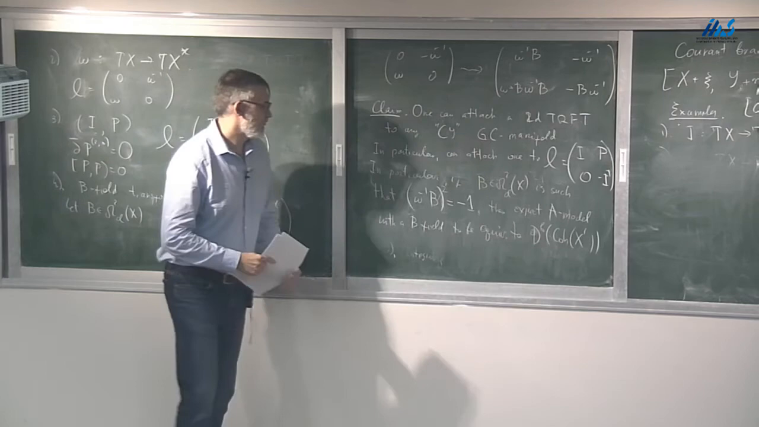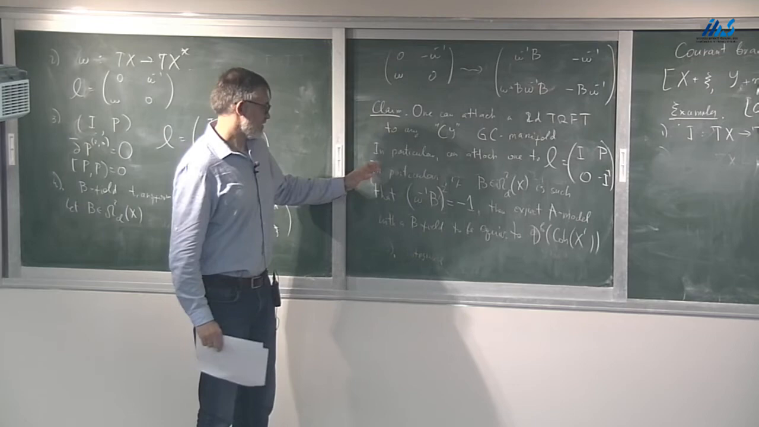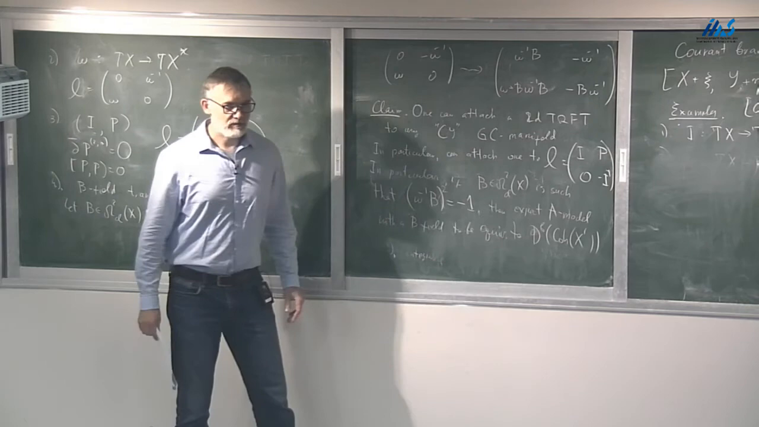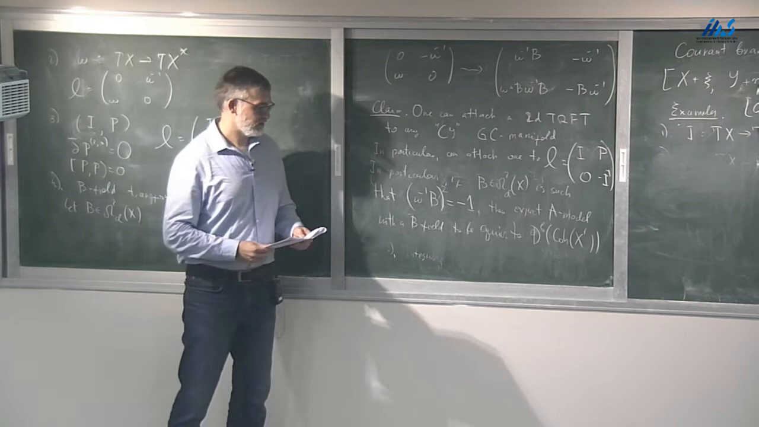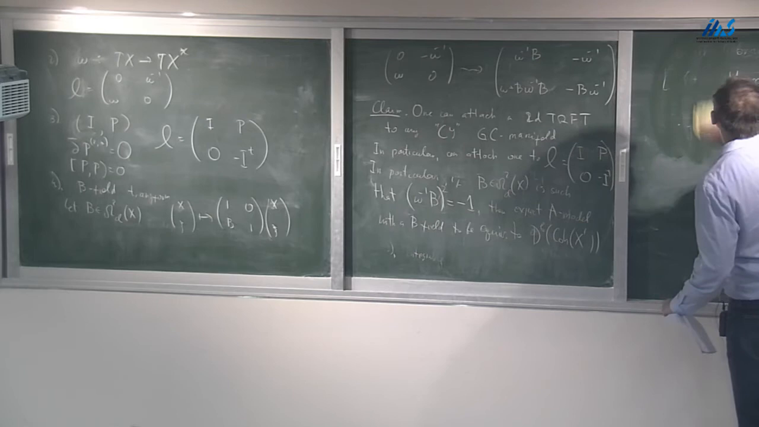Yes, this is the condition that this matrix is upper triangular. So that's a suggestion. We can now try to make it concrete and see why, when you look at the A model with some B field, a complex structure of some sort appears. And second, why does a non-commutative deformation of the corresponding space of holomorphic functions appear? Is omega inverse B a complex structure?